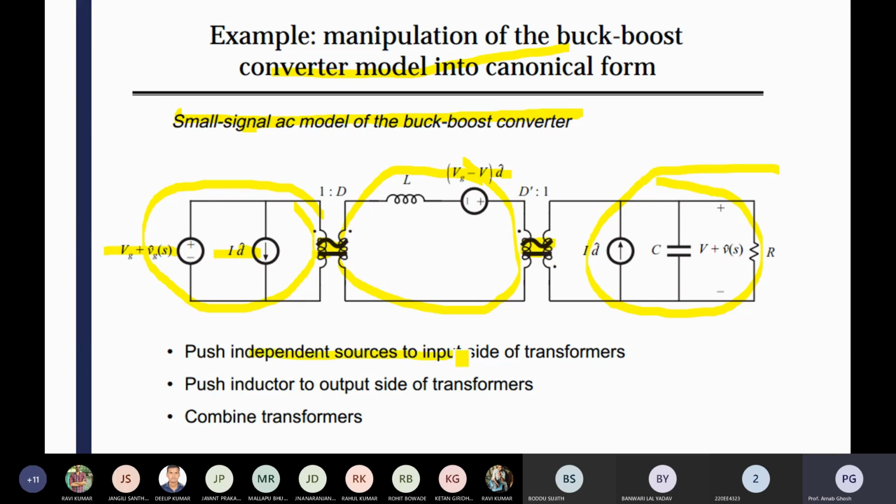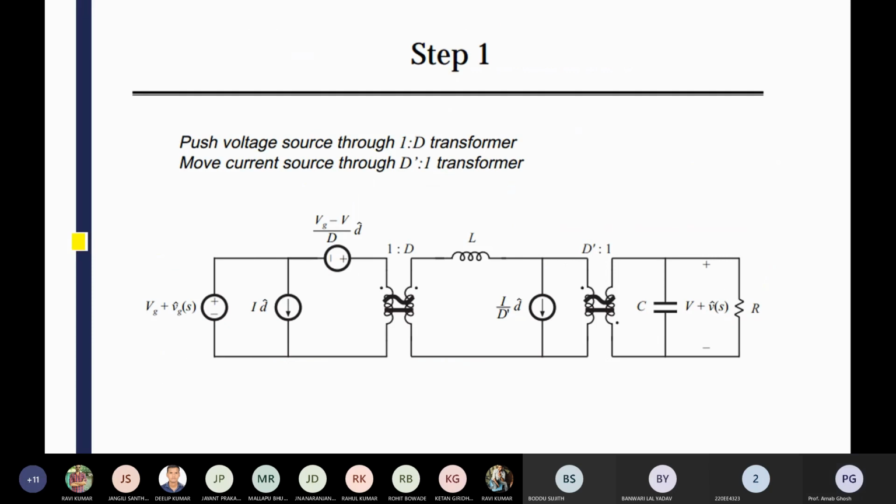So push the independent source into the input side of the transformer, put the inductor on the output side of the transformer, and combine the transformers. So how are they getting it? Independently they are calculating the expressions of the input current, then inductor voltage and capacitor current, then they are combining all of them. And finally you are getting the transformerized model. Then there are stepwise calculations for the buck-boost converter.